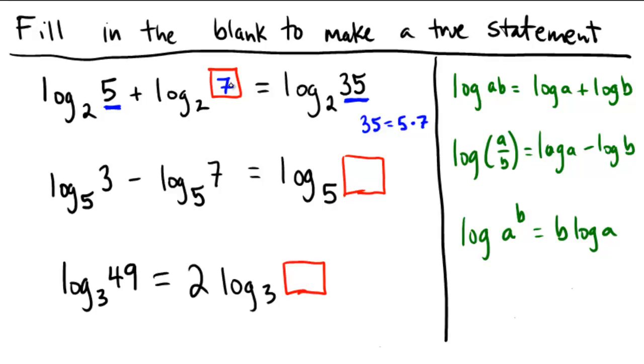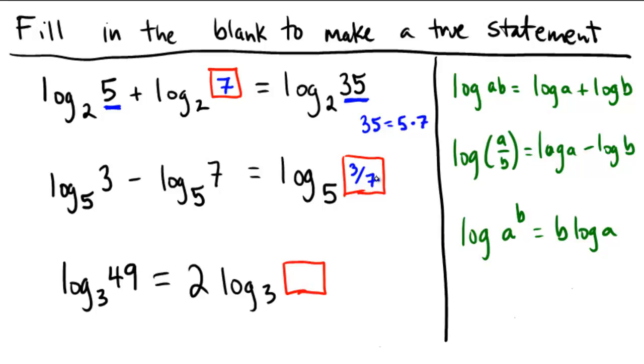Next, log base 5 of 3 minus log base 5 of 7. This one's going to be an application of the second rule going backwards. We have subtraction occurring, so when we combine the logarithms, that's going to become a quotient or a division. So inside of the blank here, we're just going to put 3/7, the fraction 3/7.